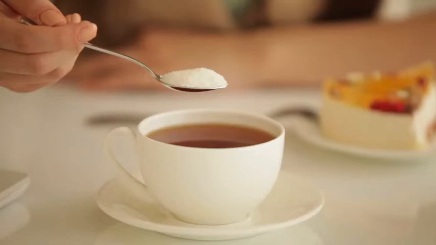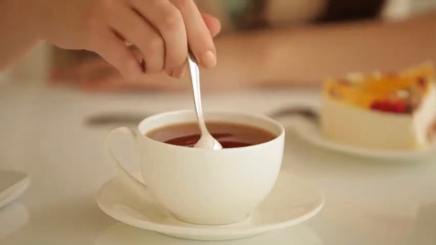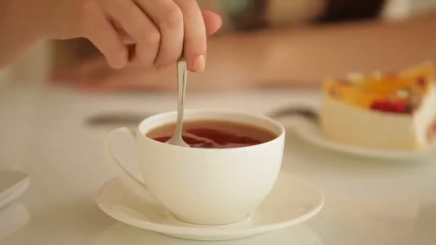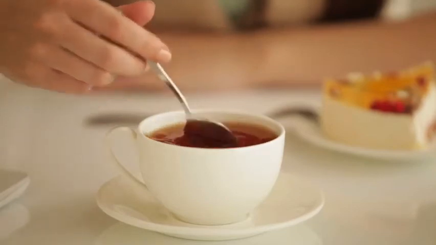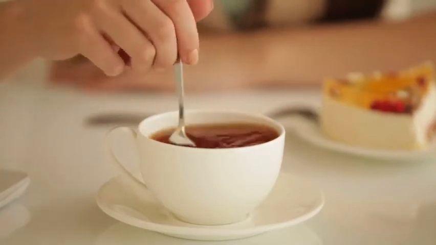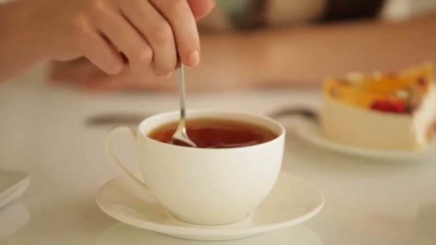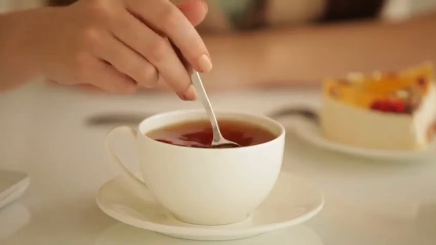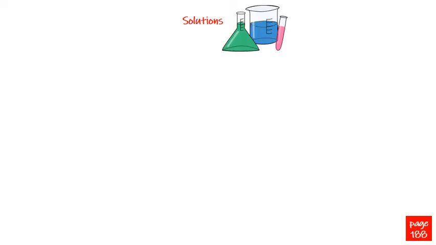Next, here's a spoonful of sugar being added to a cup of tea. What does this represent? Well, this would represent a solution, because the sugar and tea will become evenly mixed together. Every sip will be just as sweet as any other sip. So basically, a solution is two substances that are evenly mixed together.